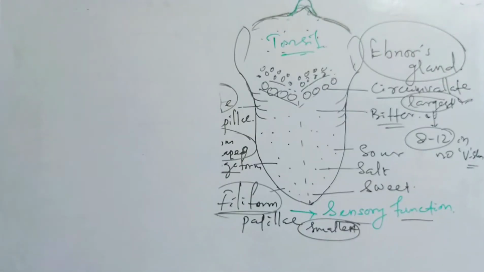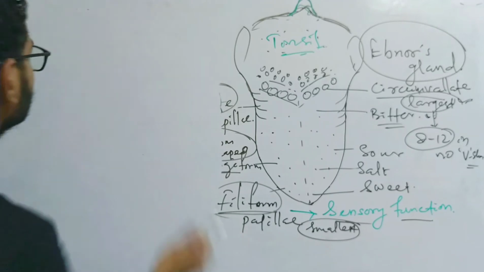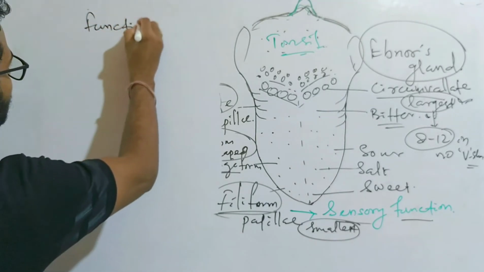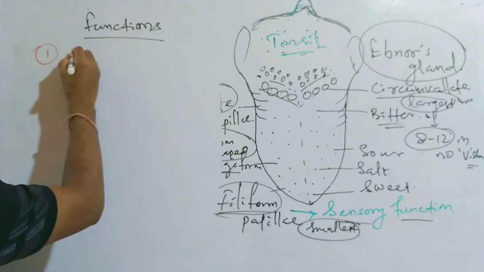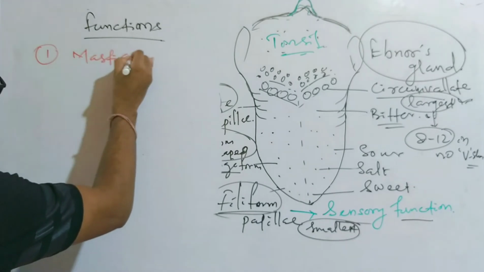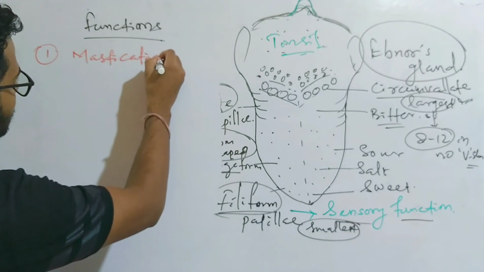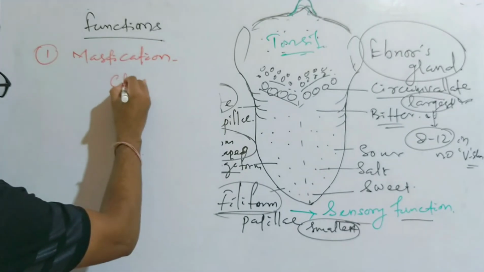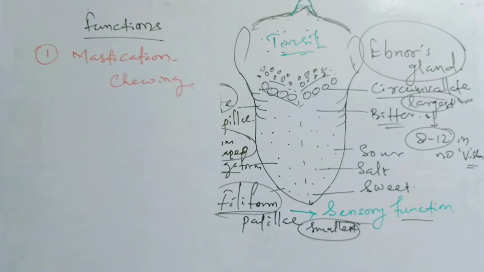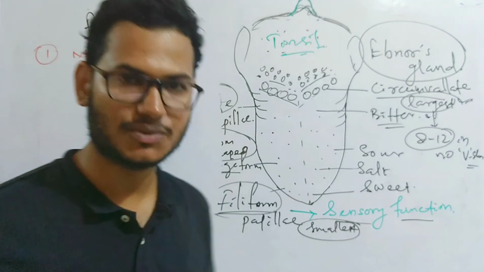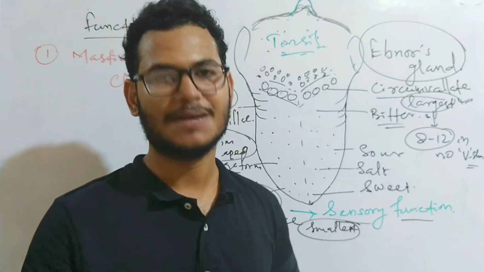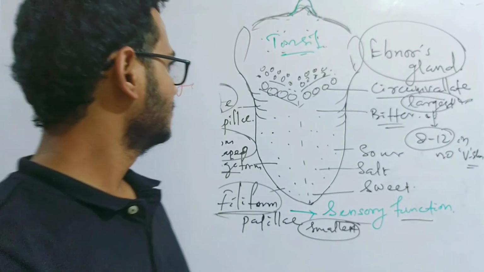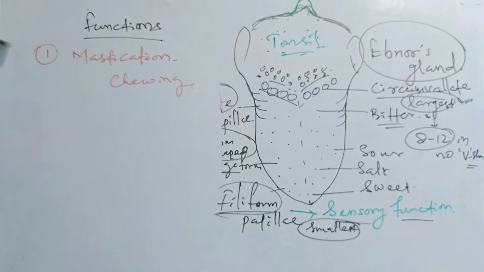So what are the important functions of the tongue? The number one function is mastication. What do you mean by mastication? Mastication means chewing. In chewing of food, although the teeth play an important role, without the help of the tongue we cannot chew our food completely, because the tongue helps in taking the food below the teeth for mastication or chewing.